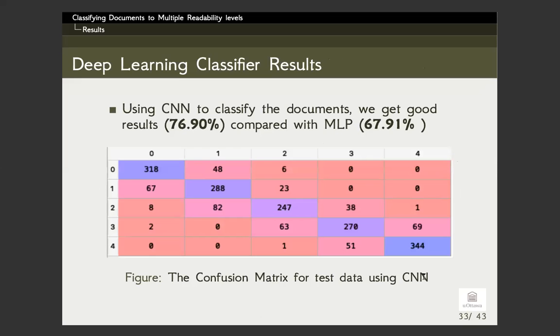For the deep learning classifier, on the other hand, as we mentioned previously, CNN gave us, for accuracy, over 76%. However, MLP gave us only 67.9. So we used CNN over MLP for that reason. And we can see here the confusion matrix for test data using CNN.